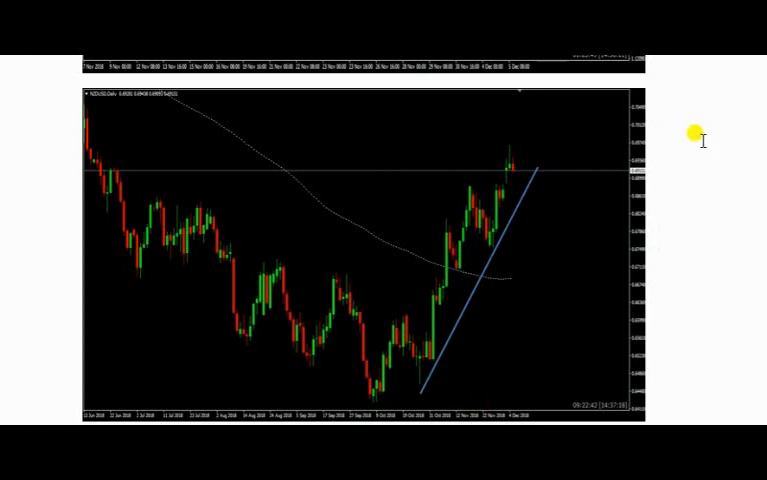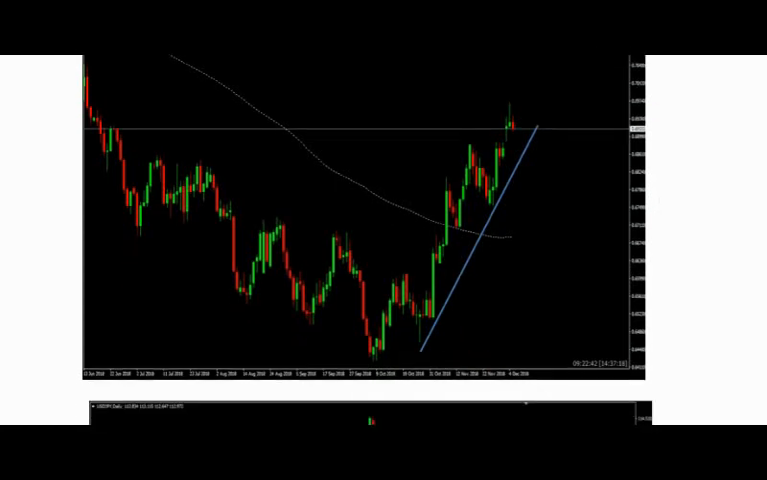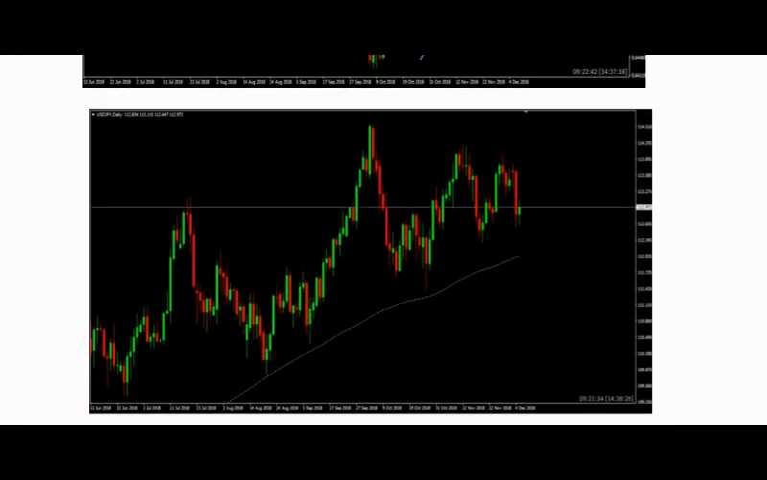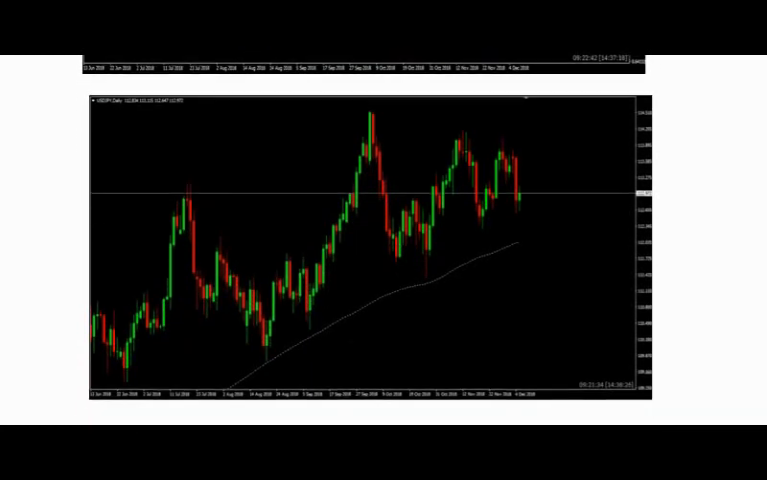So let's go to another one. This is a dollar yen daily chart, and it's been finding support at the moving average.